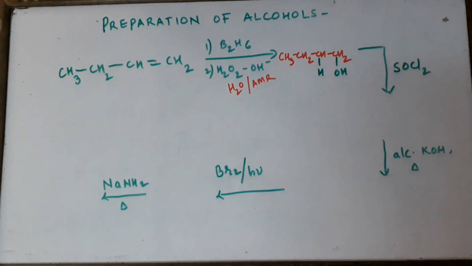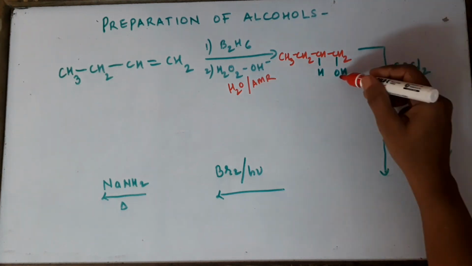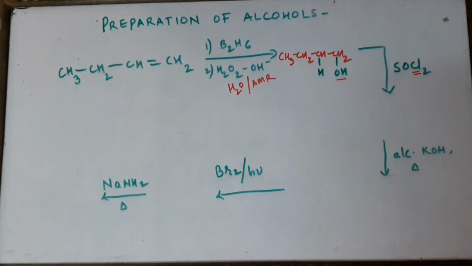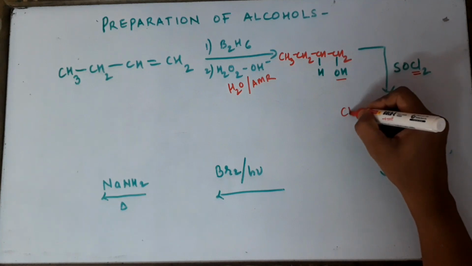The second reaction, as you can see, uses thionyl chloride, the best method to prepare haloalkanes because the byproducts are gases. What do we do here? Simply remove the OH and attach Cl because it is a kind of nucleophilic substitution reaction.